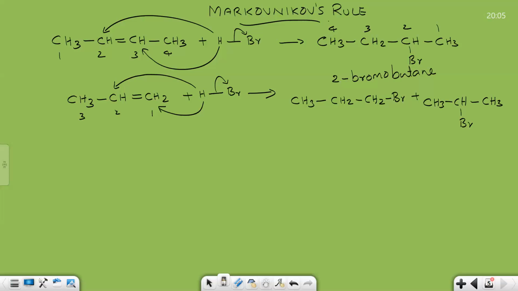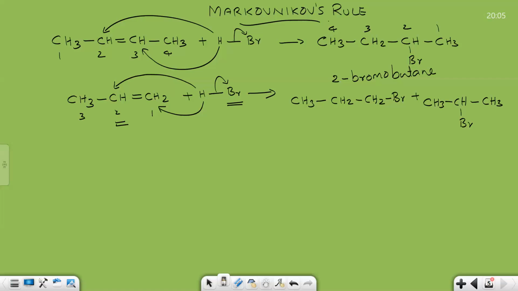So as per that, in this case, the bromide ion, the negative part of the addendum, must move to the carbon atom that contains less number of hydrogens, among carbon number 1 and carbon number 2. Carbon number 2 contains only one hydrogen atom. So bromine has to move to the second carbon and then hydrogen to the first carbon. That product will be the major product.